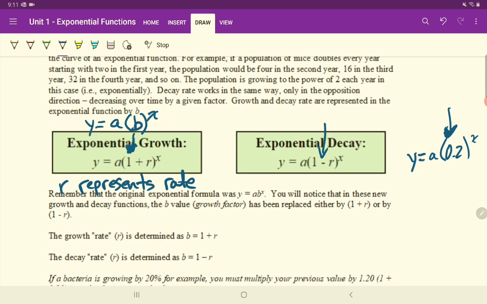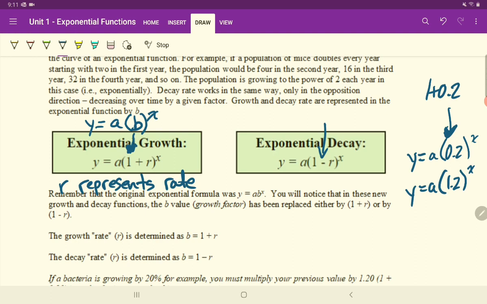The answer is no, because it's growing by 20%. So your b value should not be just 0.2. Because it's growing by 20%, it's actually 1 plus 0.2. So it's growing essentially by 120%. So instead of 0.2, you would write 1.2 to the power of x. And so we have to remember to do that.